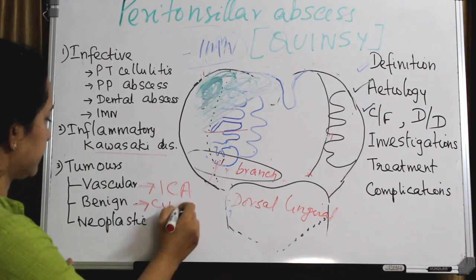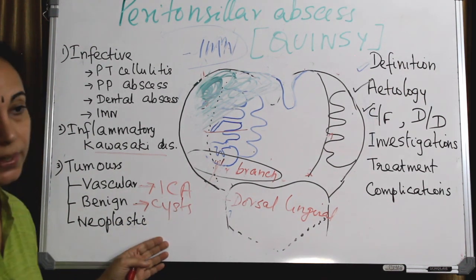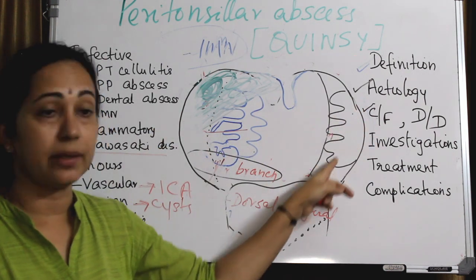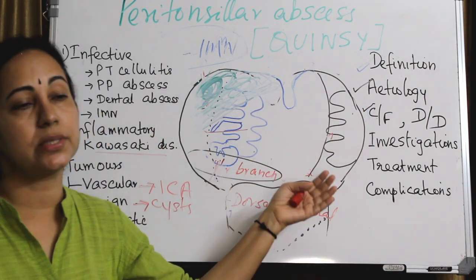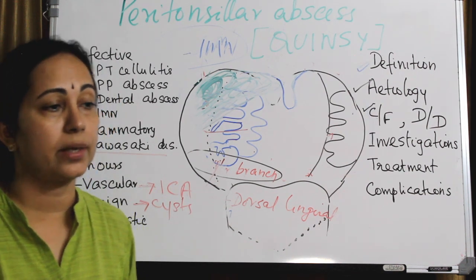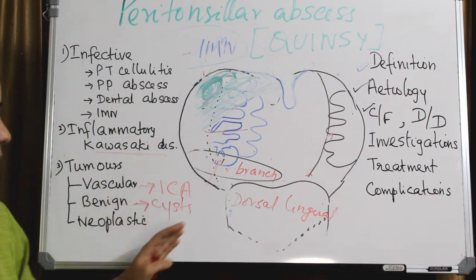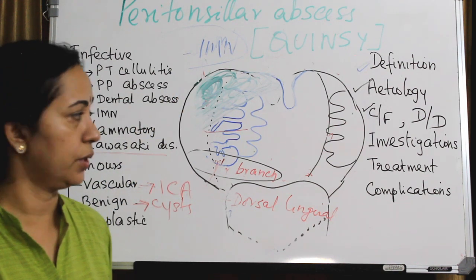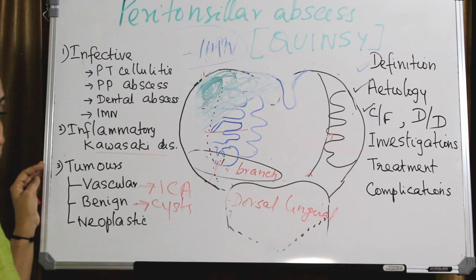then it can be a neoplastic lesion. Neoplasms of which area? It can be a tumor arising from the anterior pillar, or it can be tonsillar neoplasms like squamous cell carcinoma or lymphoma or a rhabdomyosarcoma. All these can be neoplastic tumors mimicking a peritonsillar abscess. Okay, so that is the differential diagnosis.